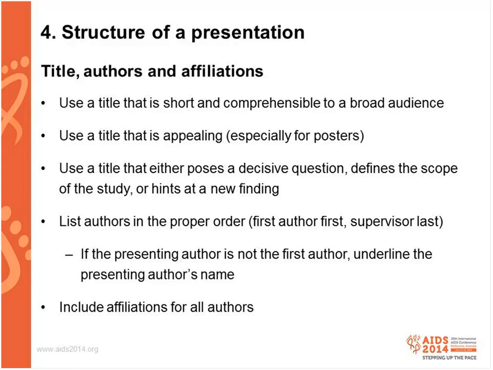For the authors, you should list them in the proper order, and this sometimes might differ in different fields, but the vast majority of fields will have the first author first. It means the first author is the person who did all the work, or most of the work, and then third, fourth, depending on how many authors you have, the following authors are the ones who participated, but slightly less. And then at the end, you want to use the supervisor.